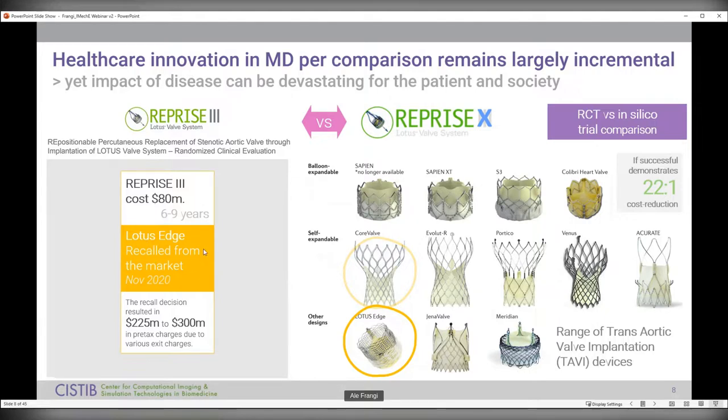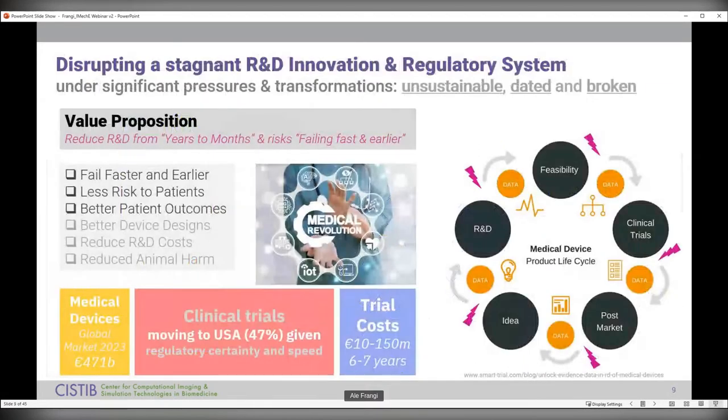And when the device was taken out of the market in November two years ago, this resulted in 200 to 300 million in losses for the company. And this is just one particular device of a very large gamut of devices for one particular disease. So as you can imagine, this is very unsustainable, because all of these costs eventually roll into our healthcare systems and we end up paying them.